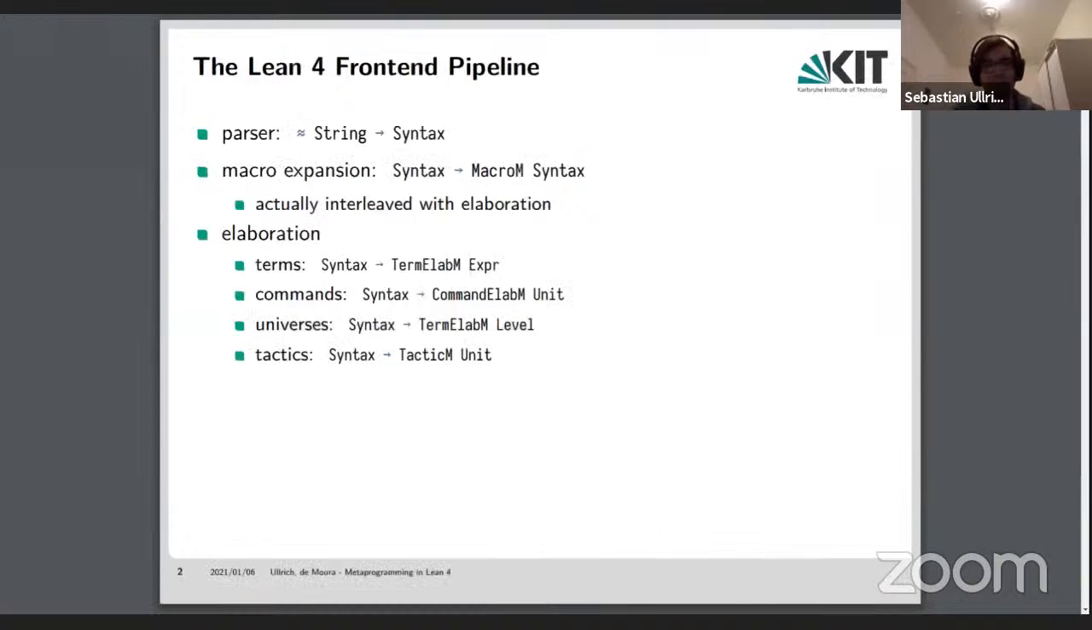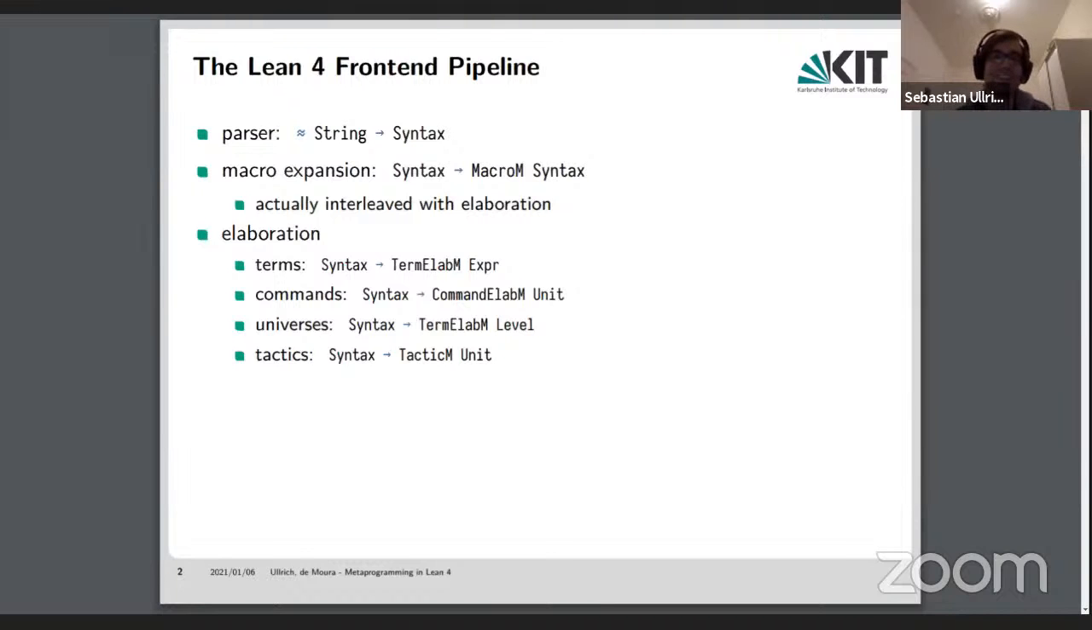Let's start with a rough overview of what the Lean 4 frontend looks like, and where you can actually jump in with your own extensions. There's a parser. There is something called elaboration, which takes the parsed syntax tree and turns it into something the Lean kernel understands. And now we have an extra step in between in Lean 4, which is called macro expansion. So let's start at the top.